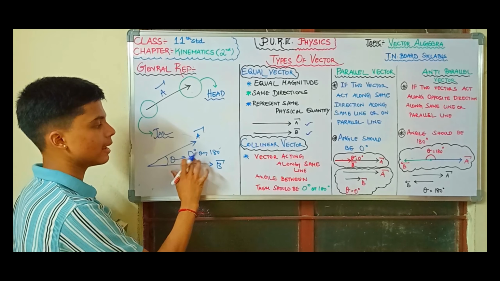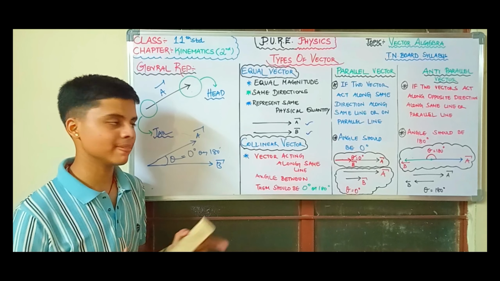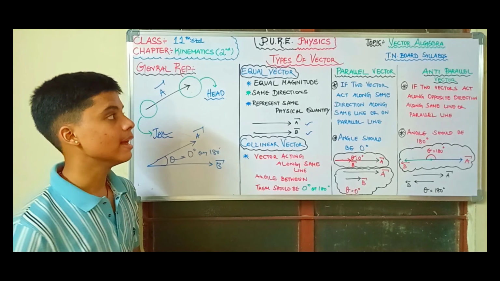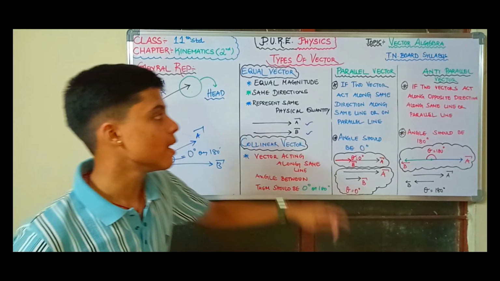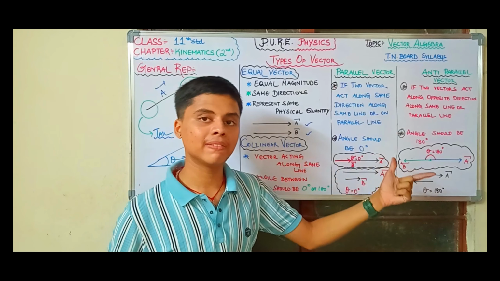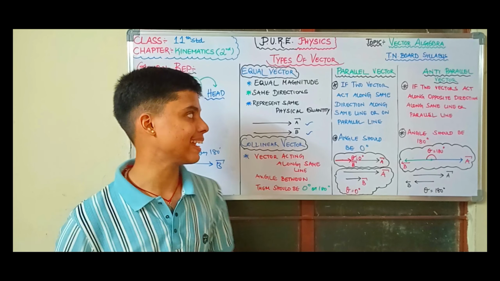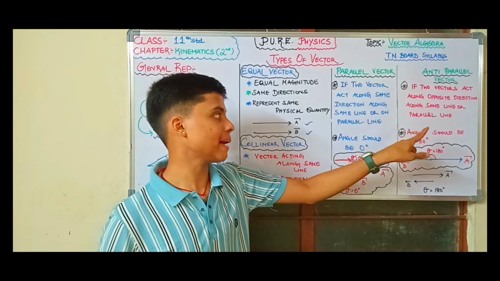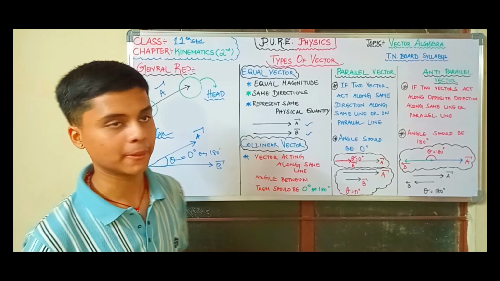When will the 0 degree and 180 degree angles happen, and what is the name of that condition when these two angles are formed? That is nothing but parallel vector and anti-parallel vector. When do you call two vectors parallel vectors? If the two vectors act along the same line or on a parallel line along the same direction, then it is called a parallel vector.